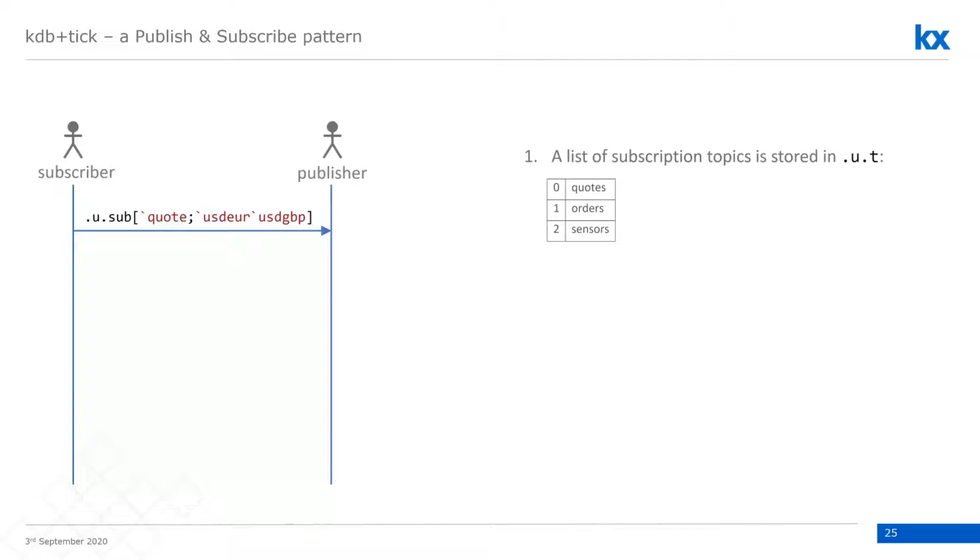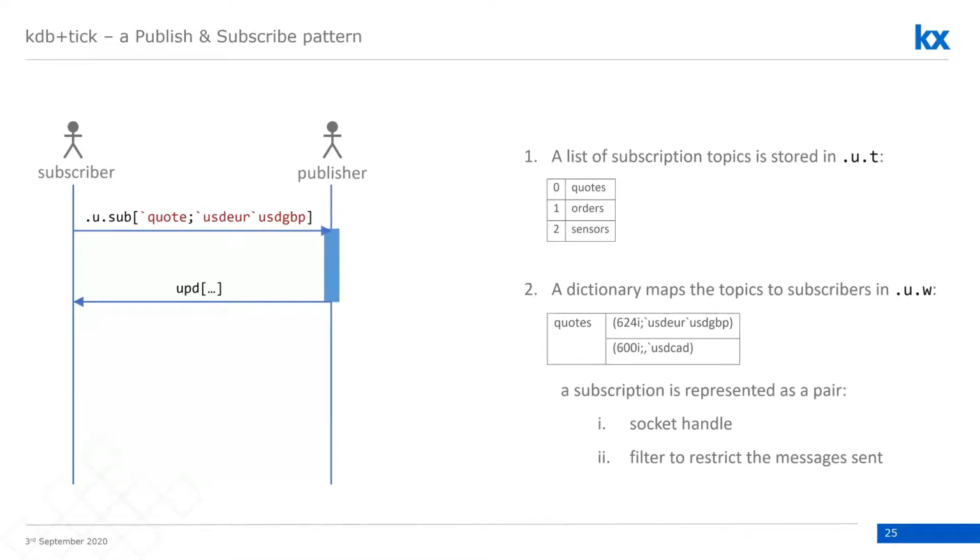On subscribe, subscribers are registered in a dictionary u.w, which maps topics to a list of subscriptions. Subscriptions consist of a socket handle and a filter, e.g. a currency pair. Once registered, any external change then uses the u.pub function to push updates to a topic. Finally, subscribers can be removed by disconnecting or by calling u.delete.